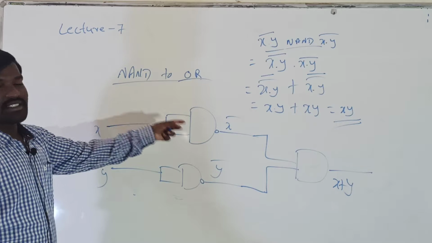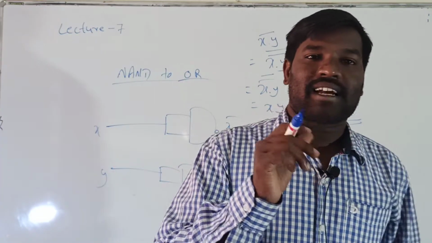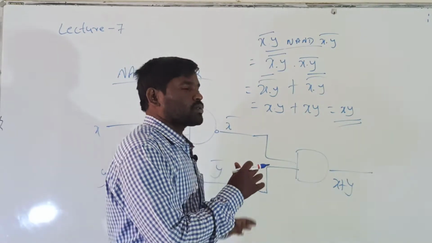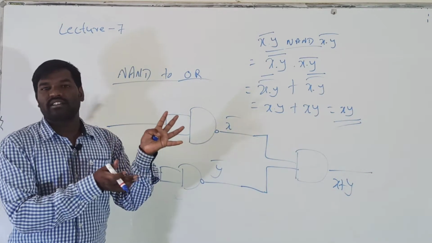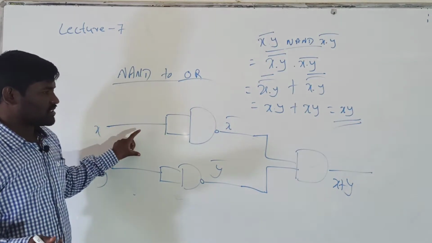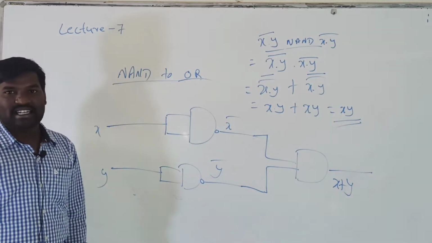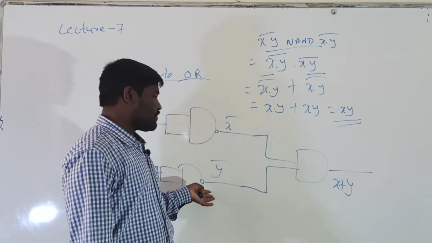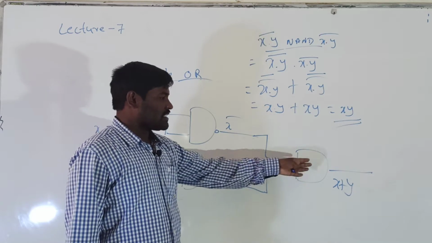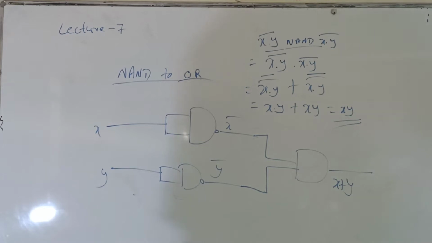If you want to draw the circuit diagram, either you can use AND or you can use the NAND gate. Other than these two, no need to use other circuit diagrams for drawing the NOT and OR. So this is the circuit diagram of OR with respect to the NAND gate. Here x bar is there, y bar is there. If I pass x bar, y bar to NAND, it becomes x plus y, because it will be complemented.